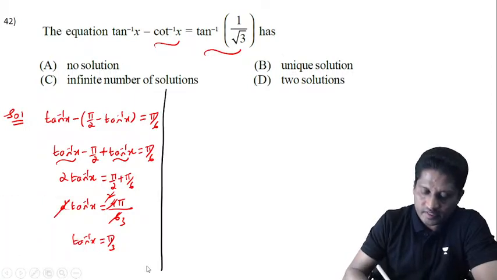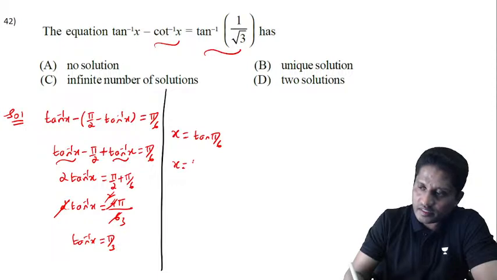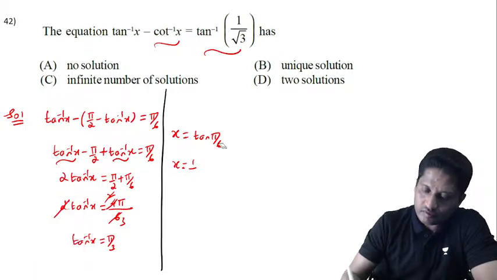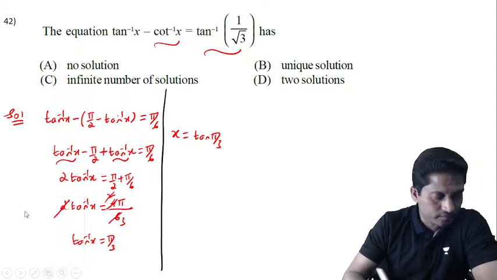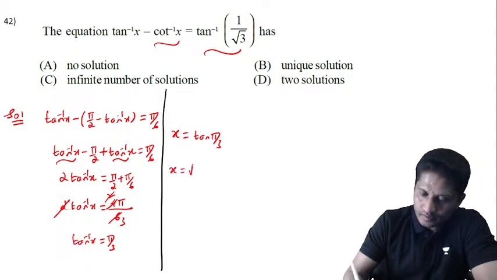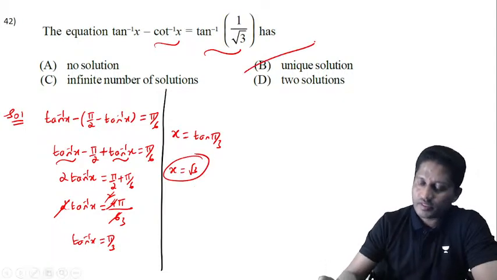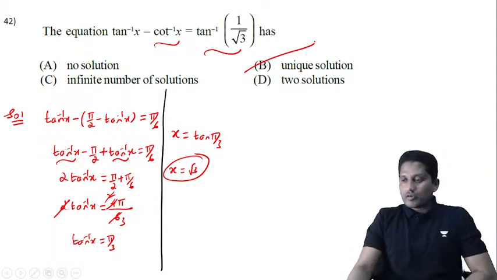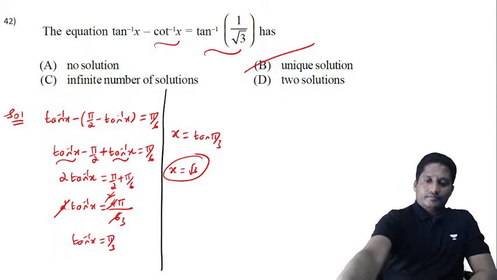Okay, now if I shift to the right side, x is equal to tan pi by 3. Tan 60 is equal to root 3. So x is equal to root 3. You will get only one unique solution, right? So there's only one value. You get a unique solution.